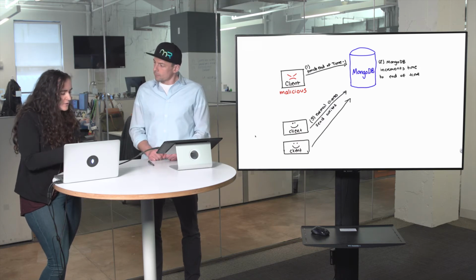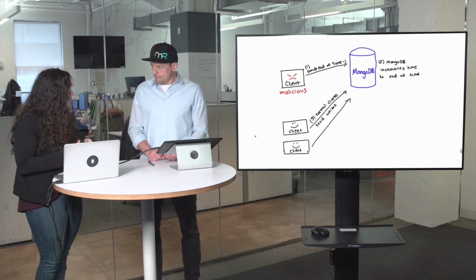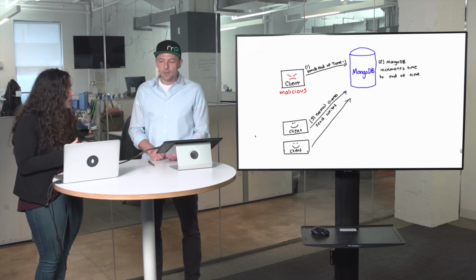Right, and the only node or process in MongoDB responsible for interpreting those changes is the mongod, right? So the mongod is the one who increments time. The mongod primary.